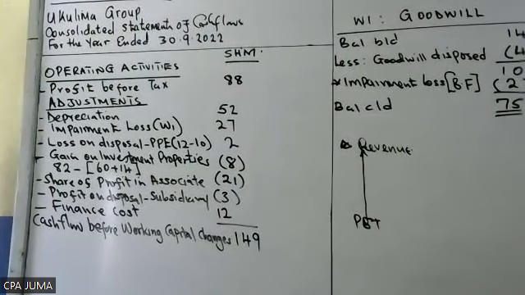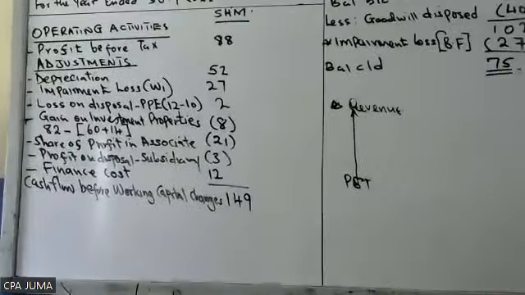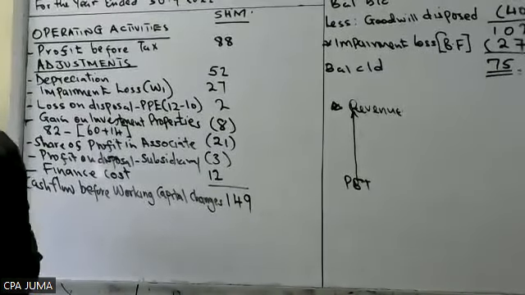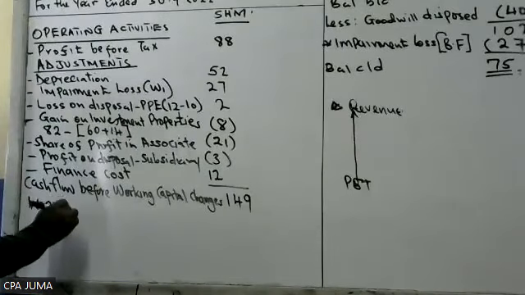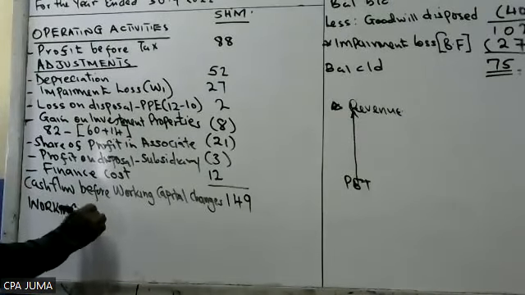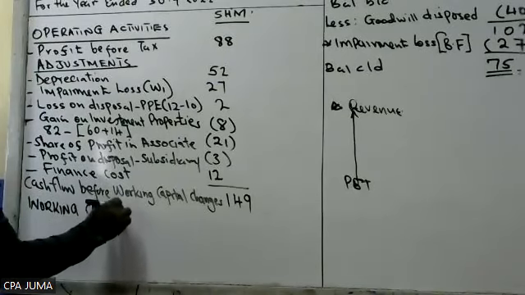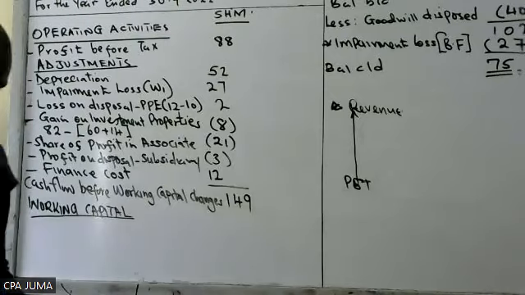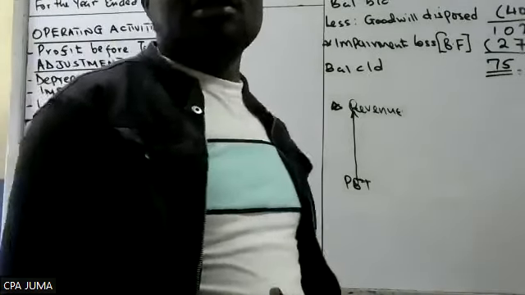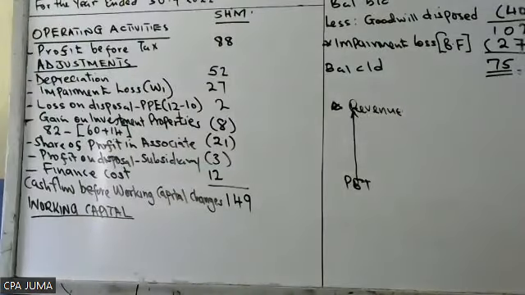Let's go to working capital itself. So my students are aware, for working capital, we go to current assets and current liabilities, checking increase or decrease.